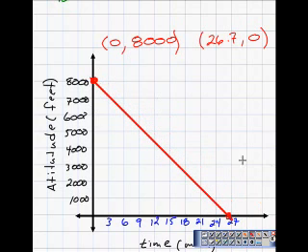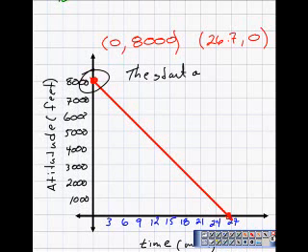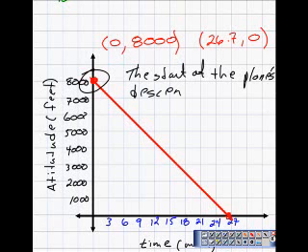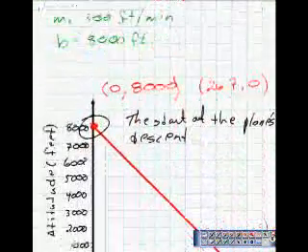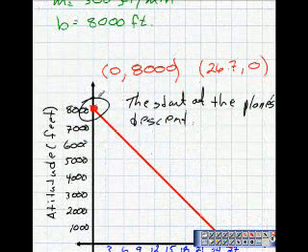And finally, we need to interpret the meaning of the y-intercept, and that would be the start of the descent. To write a good sentence, the start of the plane's descent. So there we've solved that problem by writing the equation and graphing it. Then we described what the y-intercept is.